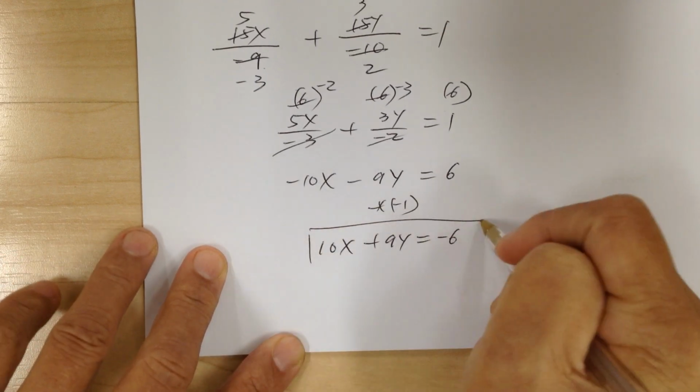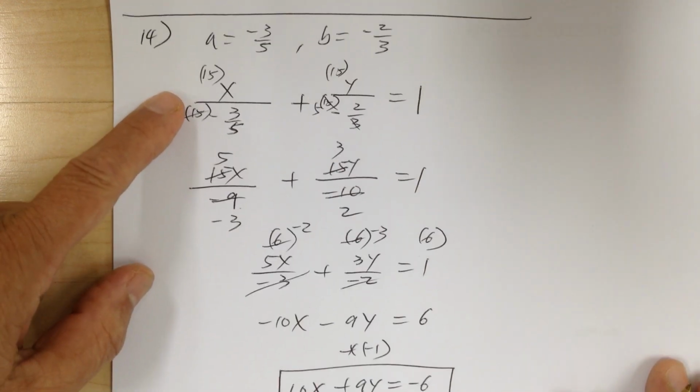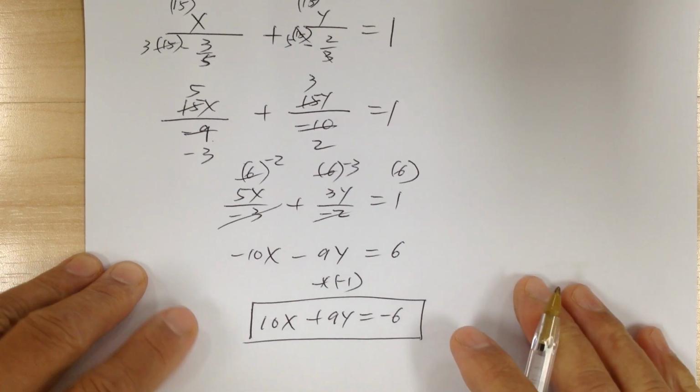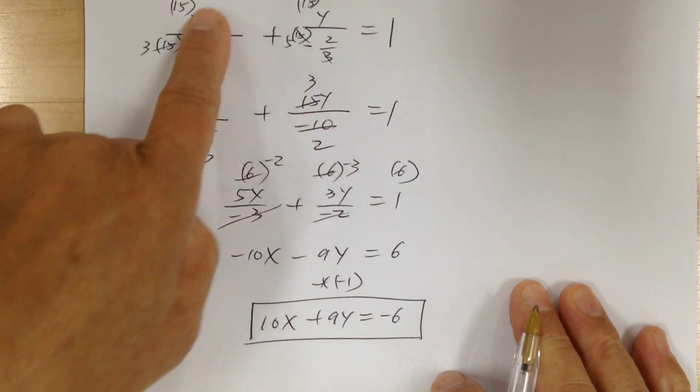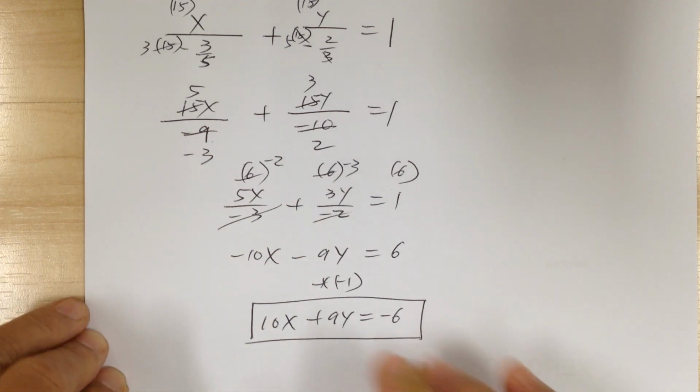A little bit messy, but you just have to remember how to simplify a complex fraction. When you have a complex fraction, multiply everything by the LCD, right? And just keep doing that, and that's it. Let's go to the next one.